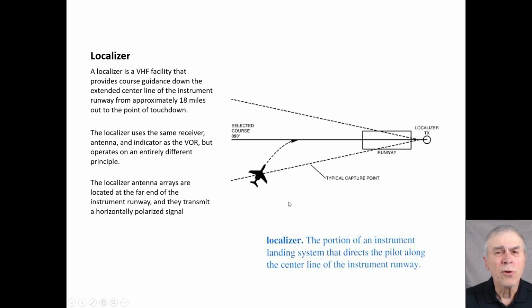Another illustration of the localizer. So we did see that the transmitter of the localizer is beyond the runway, and it will assist the pilot to get on a direct path with the center line of the runway. They're showing that as a 90-degree, and it sends it out approximately 18 miles out.